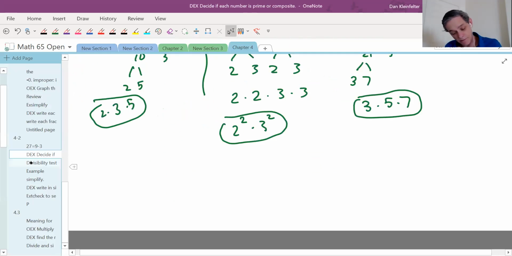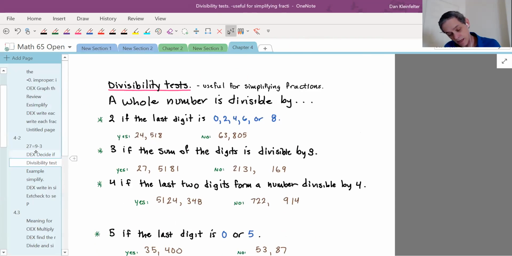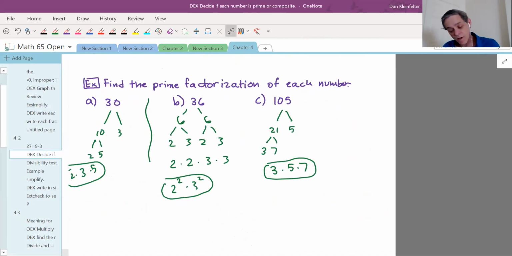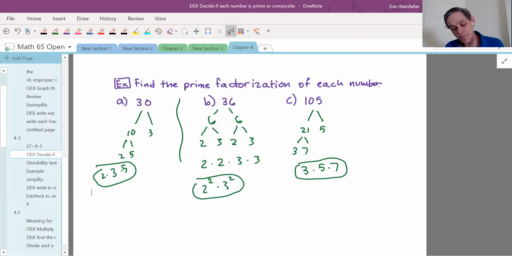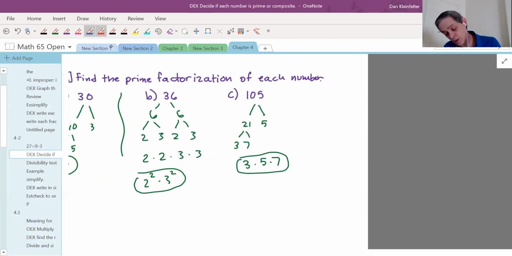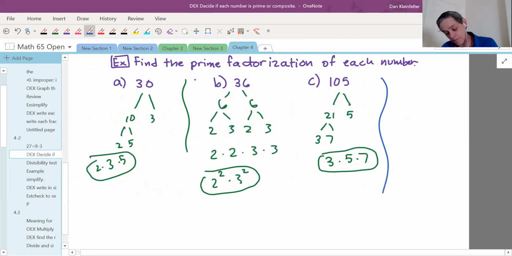So we have more examples. Go back actually. Okay, so this was one way of showing the work. Another way of doing this is by repeated division. So let me show you that. I'm going to use 36 for that example.